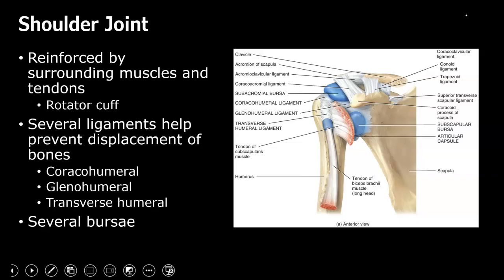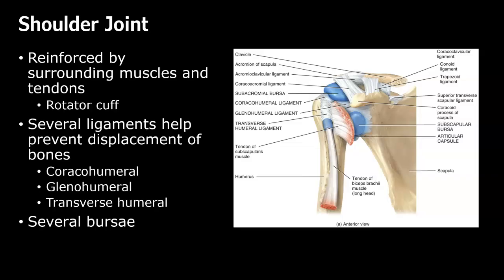Now with the shoulder joint, it's going to be reinforced by surrounding muscles and tendons. This is referred to as your rotator cuff. So lots of times people, especially that play baseball and softball, you hear about them messing up their rotator cuff. This is the area that they're referring to. Several ligaments are going to help to prevent displacement of bones in this area. You have that coracohumeral ligament, the glenohumeral ligament, and the transverse humeral ligament.